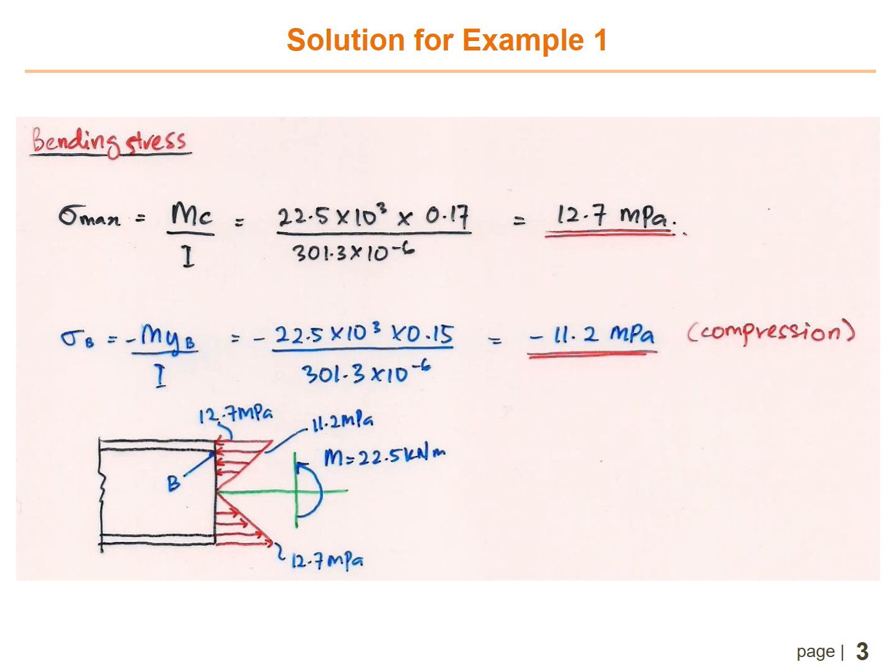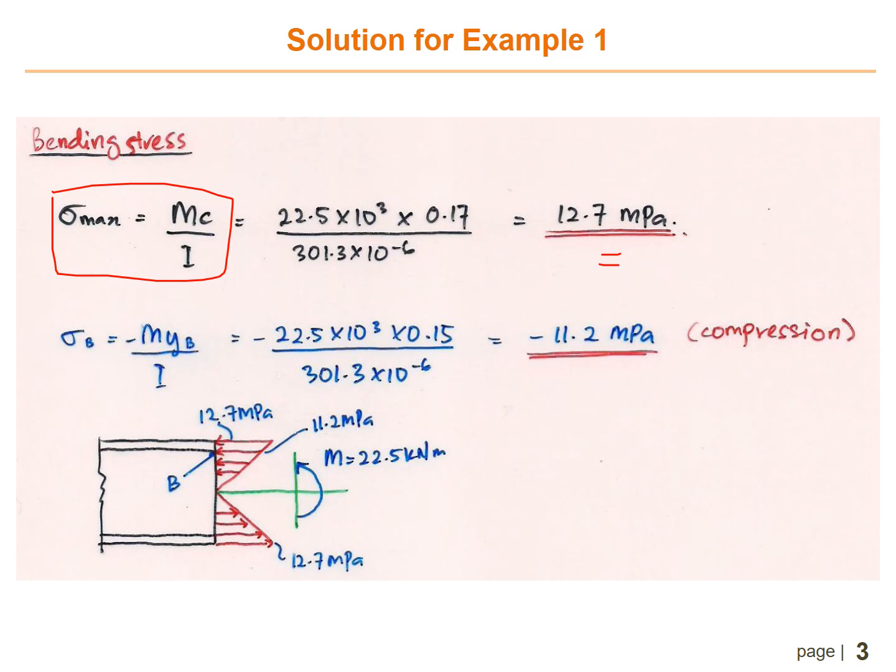For the last step, to find the maximum bending stress, we use stress maximum equals MC divided by I, where M is the moment, C is the distance, and I is the moment of inertia. For the moment we use the maximum bending moment, which is 22.5 times 10 to the power of 3, and C is 0.17, divided by the moment of inertia you calculated before, 301.3 times 10 to the power of negative 6. So the maximum stress equals 12.7 megapascal.